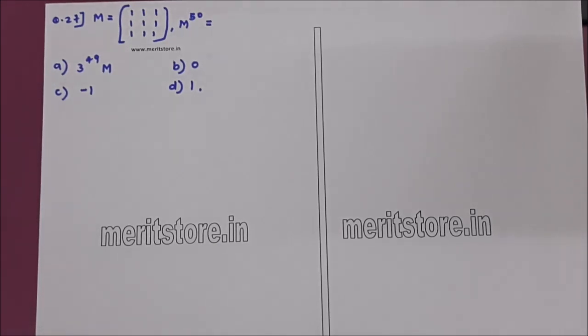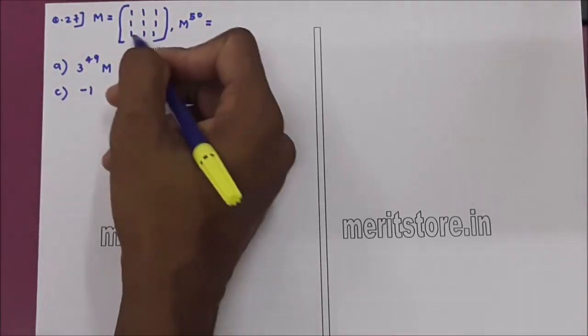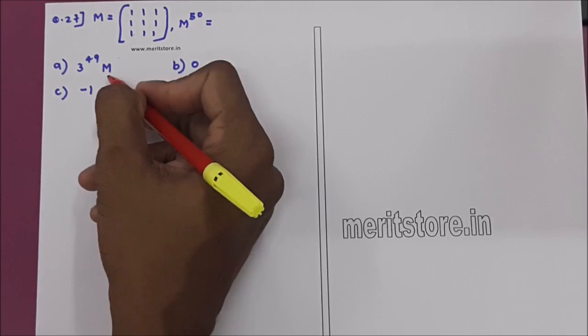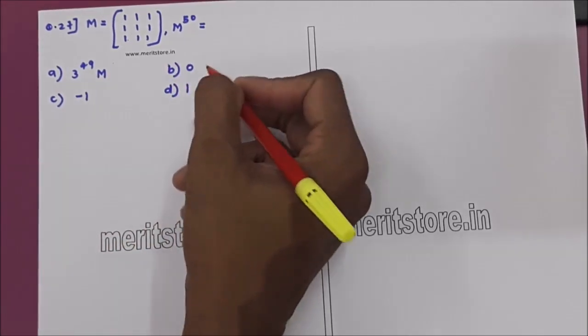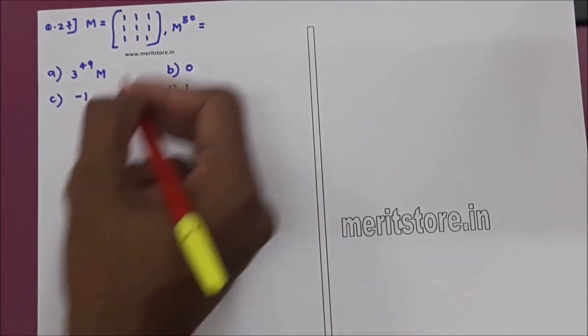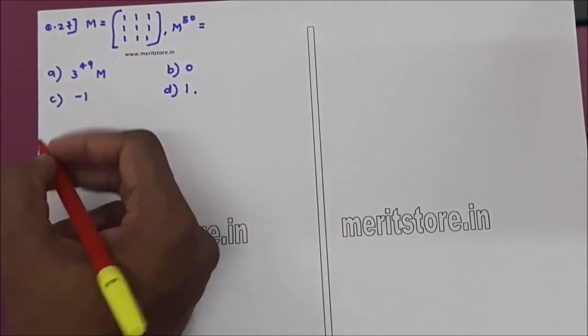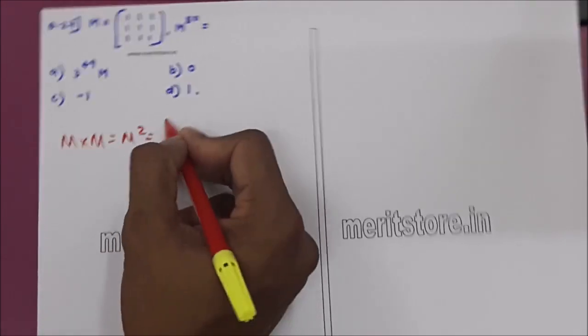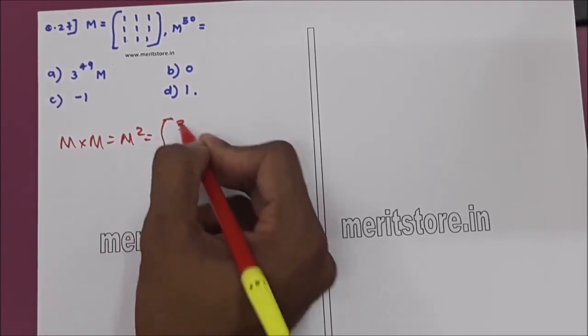Question 27. M is equal to the 3 by 3 matrix with all entries 1. For M raised to 50 equal to, we have A 3 raised to 49 by M into M, B 0, C minus 1 and D 1. So we solve step by step, that is M into M, which is equal to M square. We get 3 3 and 3.